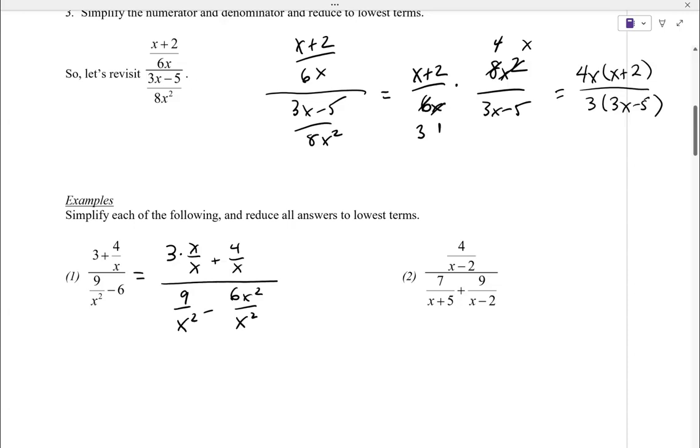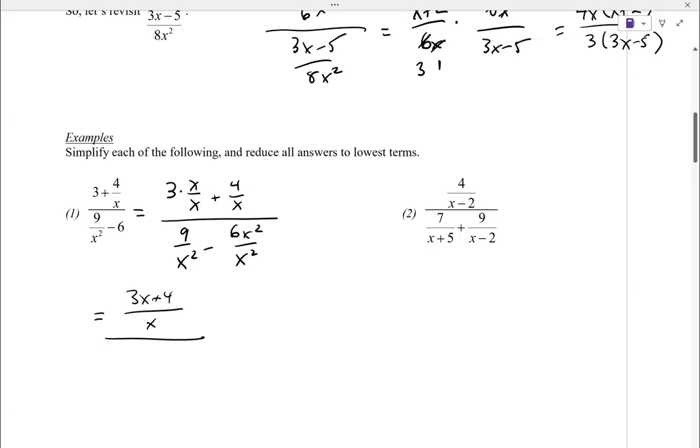When you put the top together, what do you get? You get 3x plus 4. Oh, I still have a denominator left on top, don't I? Yeah, I got an x. When I combine the top, I have 3x plus 4, and it'll still all be over x, right? In the denominator, what do you have? So what do you get when you combine the denominator? 9 minus 6x squared over x squared, right?